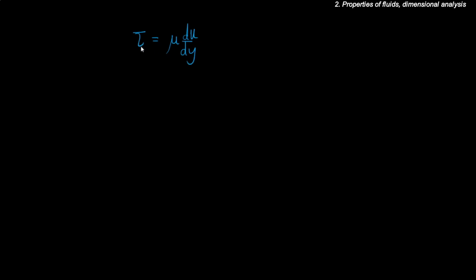Now, what are the units of viscosity? The expression for the shear stress for a unidirectional Newtonian fluid is tau equal to mu du dy. So it's a unidirectional flow of a Newtonian fluid. The unit of stress is Pascal, while the unit of du dy is meter per second divided by meter. So meter cancels from both sides, and we simply have the viscosity units as Pascal second.